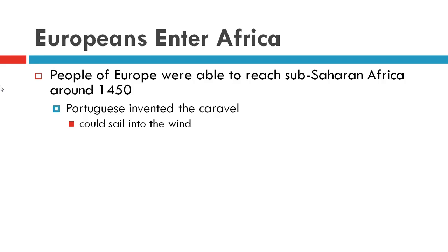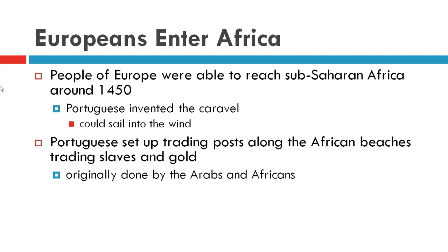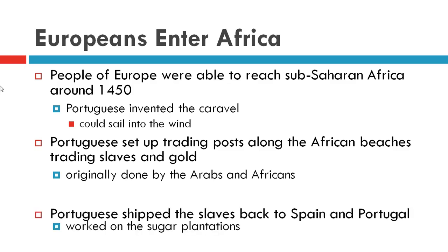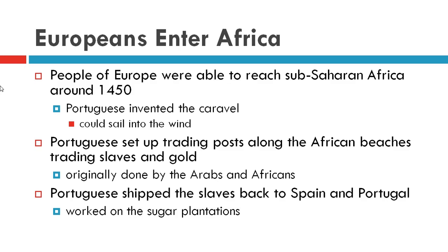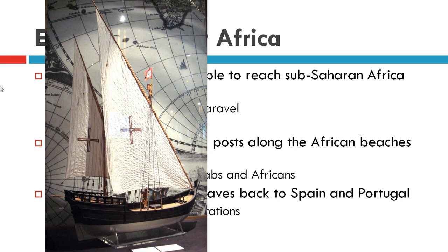So it's the Portuguese in around 1450 that found a way to reach sub-Saharan Africa. They were sailing there, and they could do that with this new ship they developed called the caravel. It could sail more closely into the wind, which helped especially on the return sail. They promptly set up trading posts along the African beaches and began trading slaves and gold. And those slaves then were sent back to Spain and Portugal to work on sugar plantations there. Here's a model of the caravel.